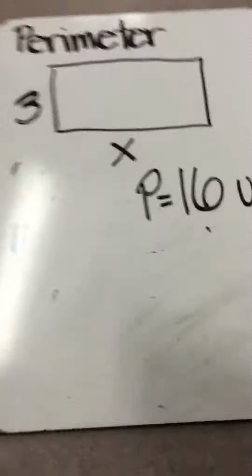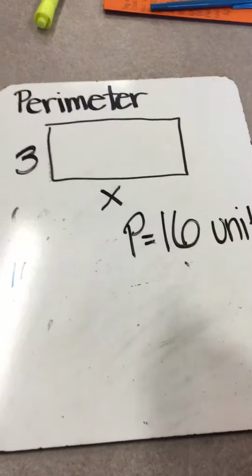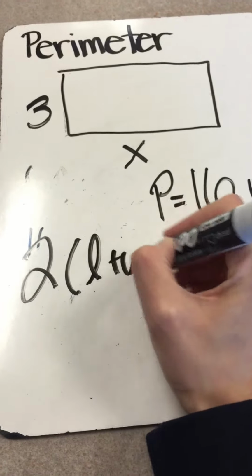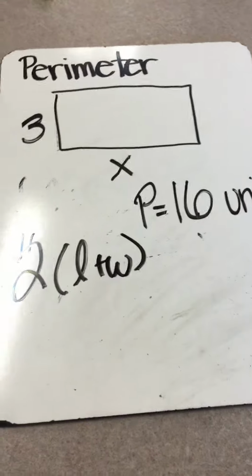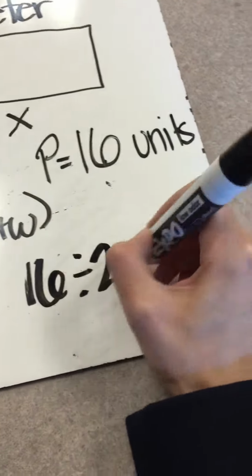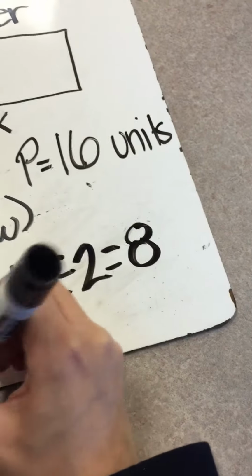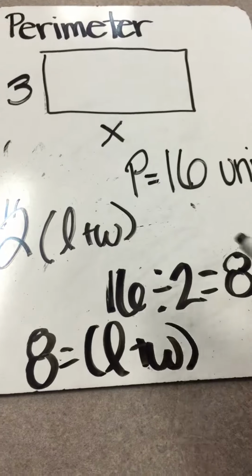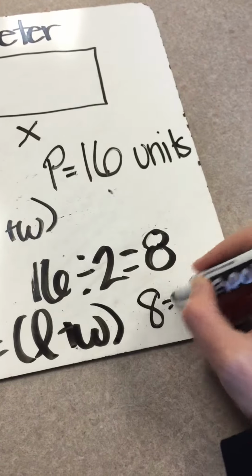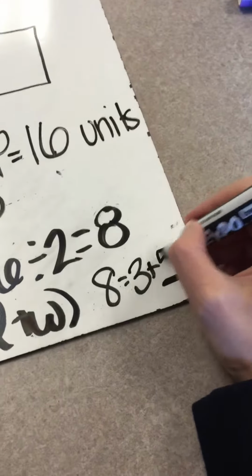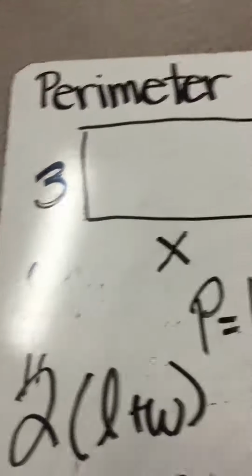There's another way we can solve a problem like this. We know that perimeter is the same as 2 times length plus width. So the opposite of multiplication is division. So I can take 16 and I can divide it by 2 and I'll get 8. And I know that 8 is going to be the same as my length plus my width. Well, I know that one of my numbers is 3, so 8 is going to be the same as 3 plus something. That would be 5. 3 plus 5 equals 8, so x is 5.